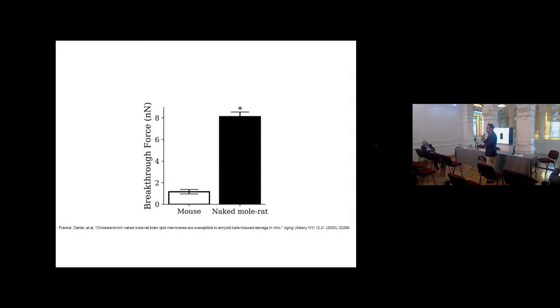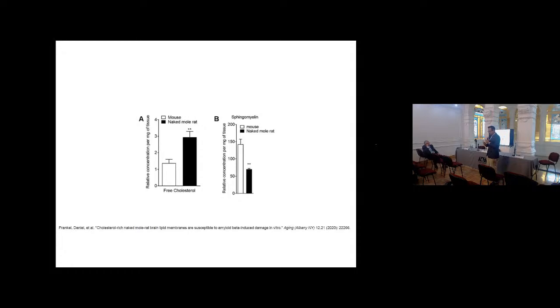From the lipids perspective, let's recall, the main difference is the cholesterol. This is the force that you actually need to break those membranes, and it's about 4 times bigger for the naked mole rat. So whatever it is, it's giving structural properties to the naked mole rat membrane against the mouse model. Just to review what I have just said, the main differences are cholesterol and sphingomyelin, right?